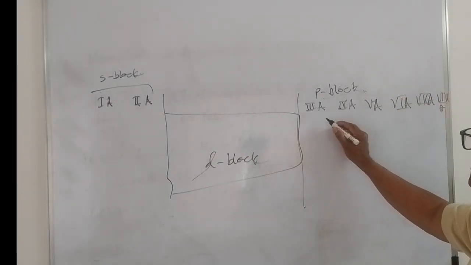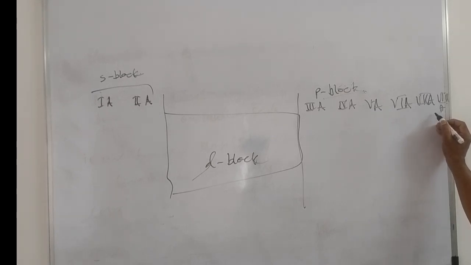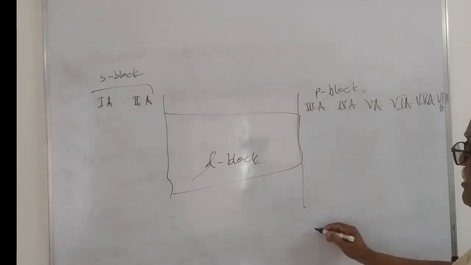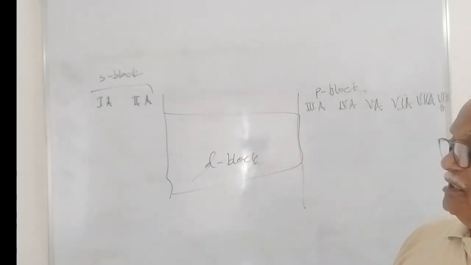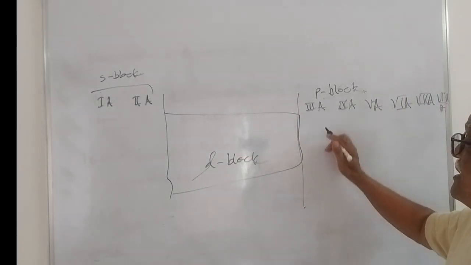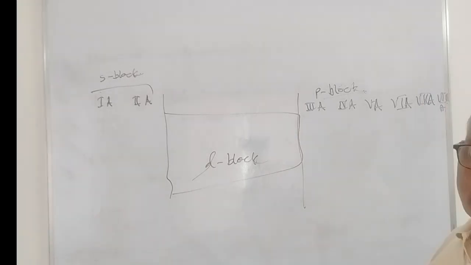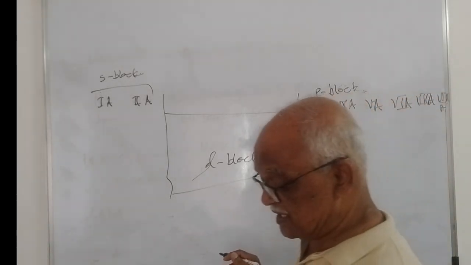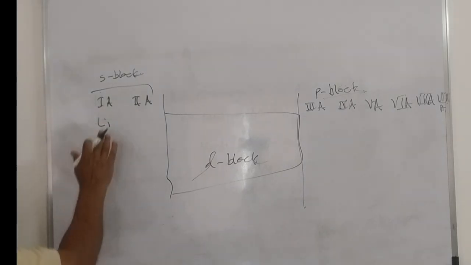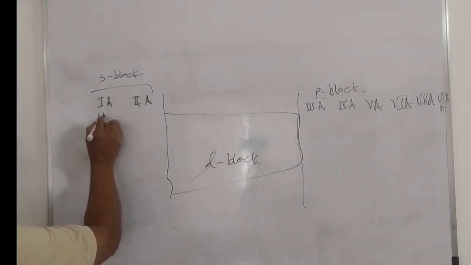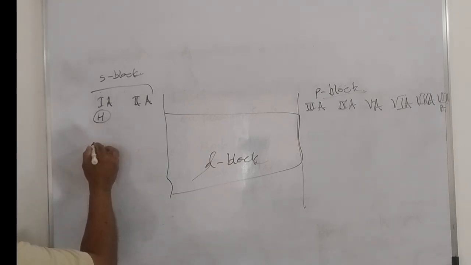So as we go in this direction, the electronegativity goes on increasing, and as we go down in the group, the electropositive character increases and electronegativity decreases. On this basis, we can say that the first element is hydrogen, but hydrogen is not a metal, so we are excluding this.